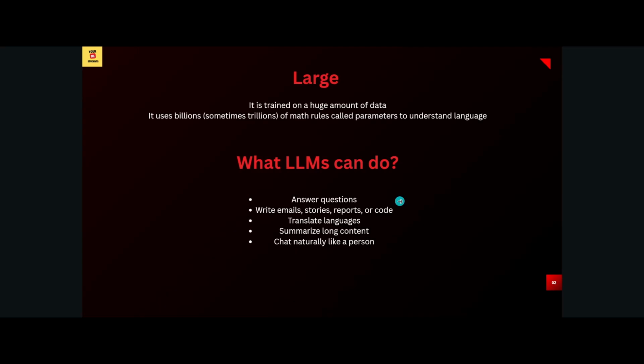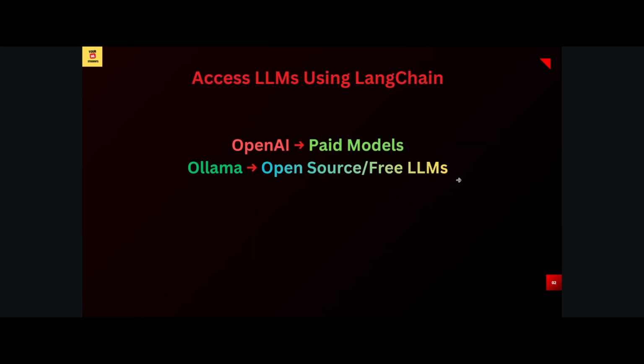Now I am going to show you how you can access LLMs using LangChain. There are two providers that today I am going to show you. One is OpenAI, another one is Ollama. OpenAI is the company that came up with ChatGPT, right? I hope you guys know about it. OpenAI provides paid models. It means you have to take a subscription for that and you have to pay for it. Another option is Ollama. Ollama provides you free or open source LLMs.